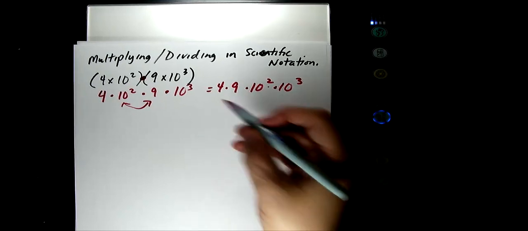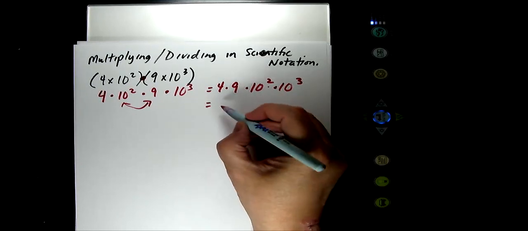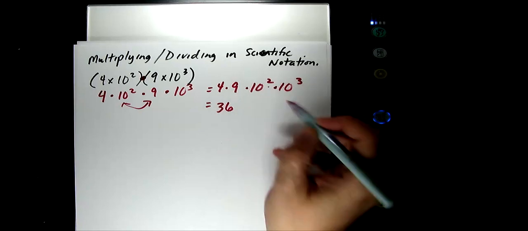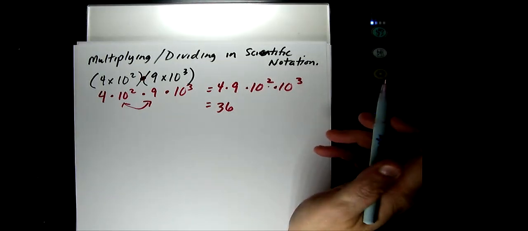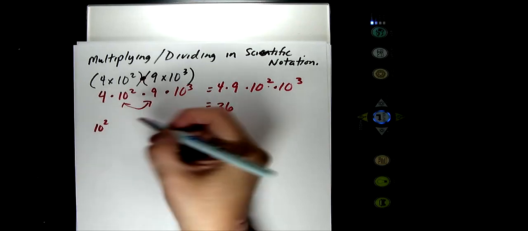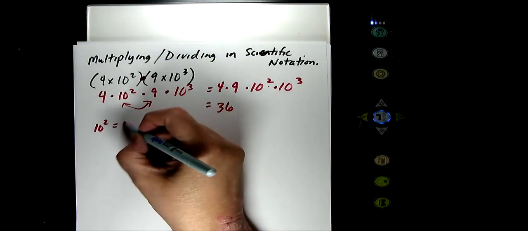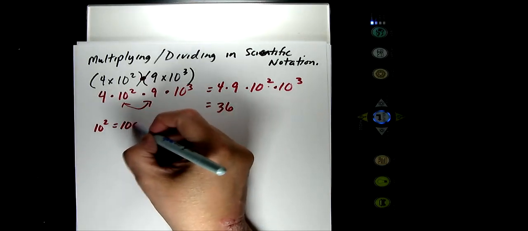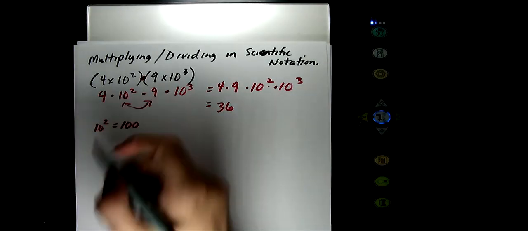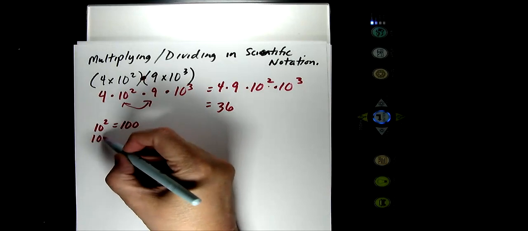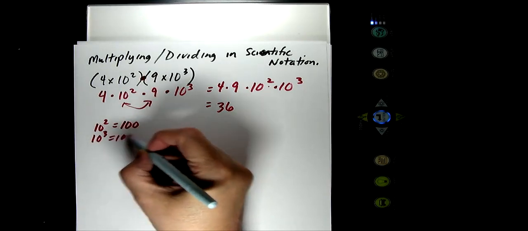That makes doing the 4 times 9 pretty easy. 4 times 9 is on the times table. That's 36. What about the 10 squared and 10 cubed? 10 squared, whatever that exponent is, tells you how many zeros are on it. So 10 squared is 100. 10 cubed is 1000.